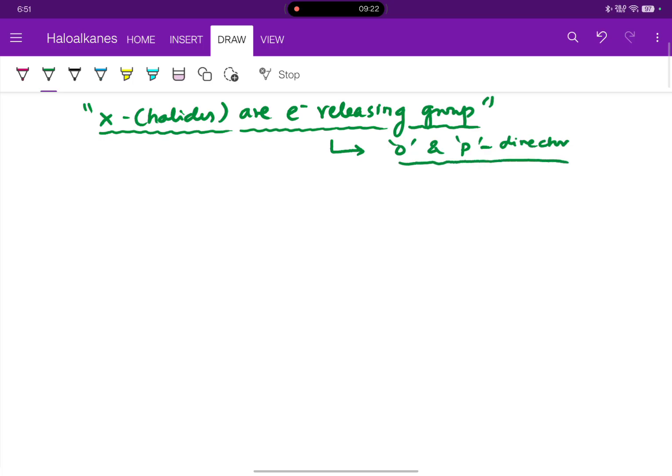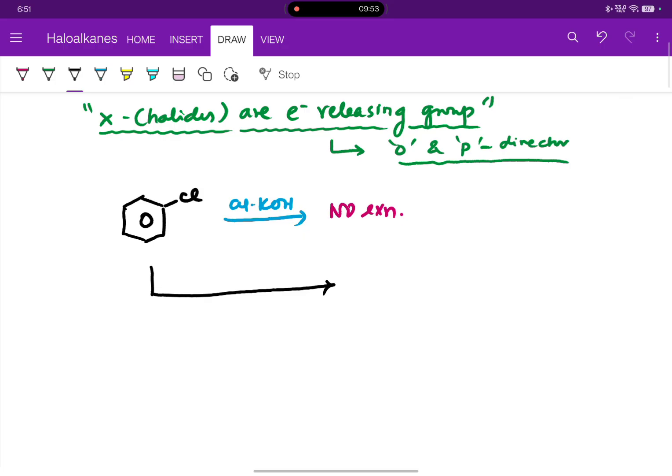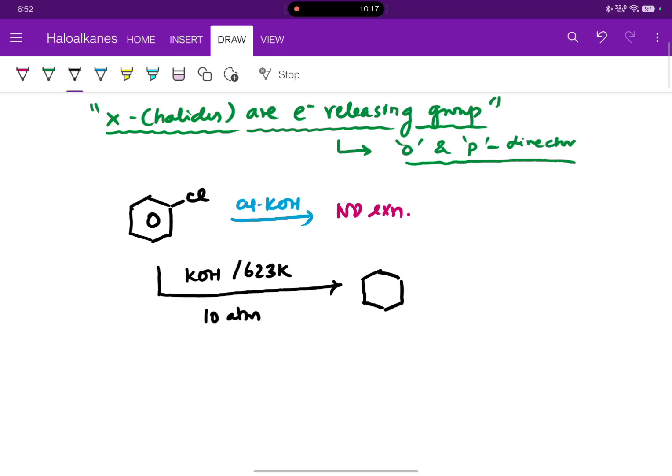Now we are getting into the next part of the chapter, that is, if chlorobenzene is going to react with, for example, alcohol, I'm going to take chlorobenzene and treat it with aqueous KOH. You can very clearly see there is no reaction happening. But if you treat this with the same NaOH or KOH at 623 Kelvin and 10 atmospheric pressure, you can see that chlorine will be replaced by OH.